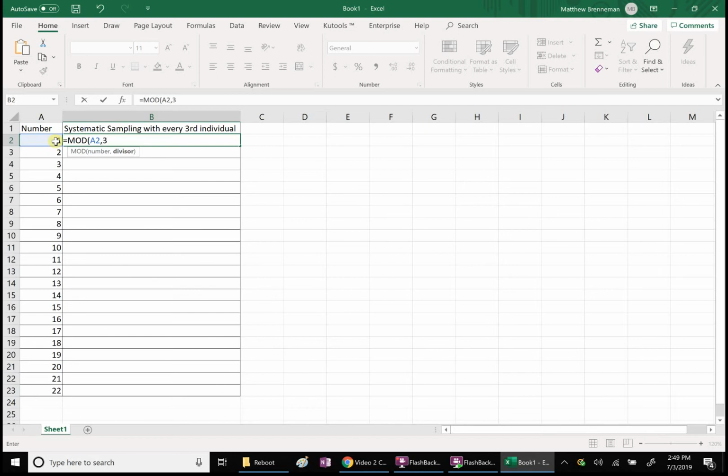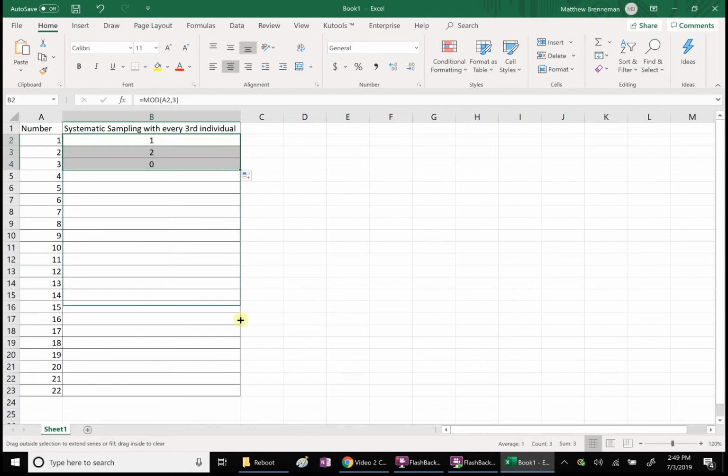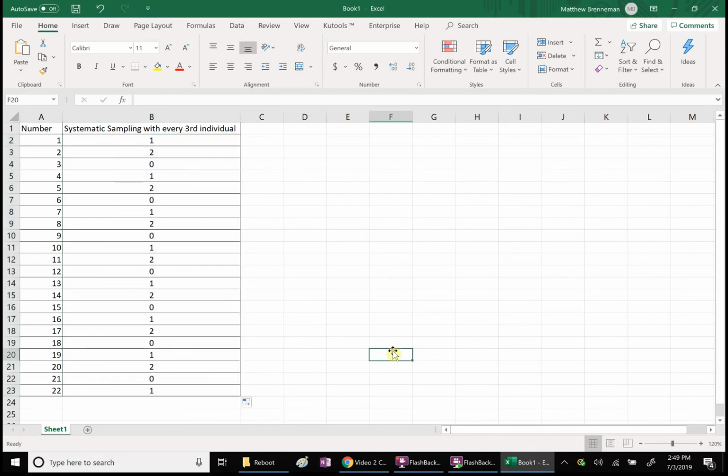Here, since I want every third person, I want the remainder of when I divide 1 by 3. And you can see that it's 1. And of course, the remainder here is 2. And of course, if I divide 3 by 3, there's no remainder. And then this pattern just repeats. Now I can start wherever I want in this list. I can start with the first person, the third person, whatever.